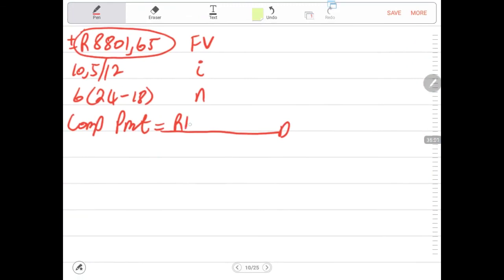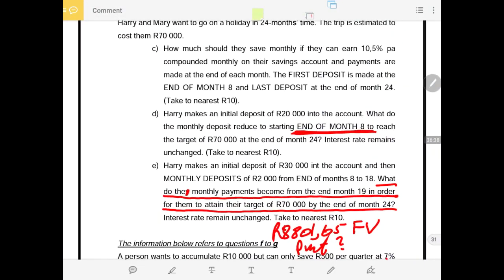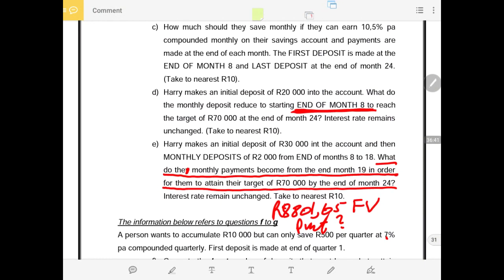So they must pay 1,435 rand 18 cents from month 19 to month 24 in order for them to raise the remaining balance, so that by the end of month 24 they have the 70,000, which is their expected cost, which will cover all their cost for the holiday trip that they want to go to. And I think I've covered all that I needed to cover in this question. 36 minutes was the time that it took.